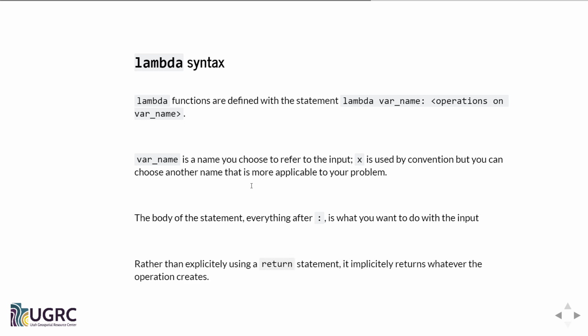Normally in a Python function definition, we manually say return, whatever we did. Lambdas have an implicit return.